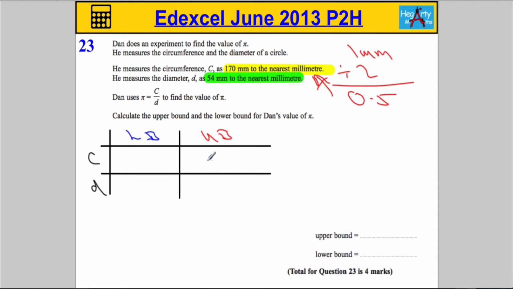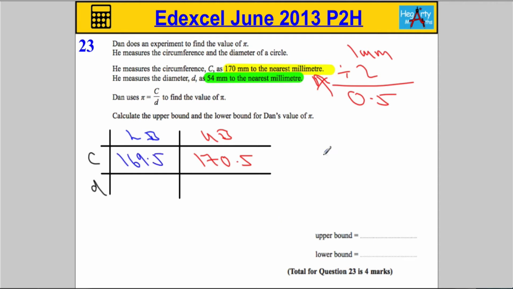So the upper bound is going to be 170.5. To get the lower bound, we're going to subtract the 0.5 away. So taking 0.5 away from 170, and we're going to get an answer of 169.5.